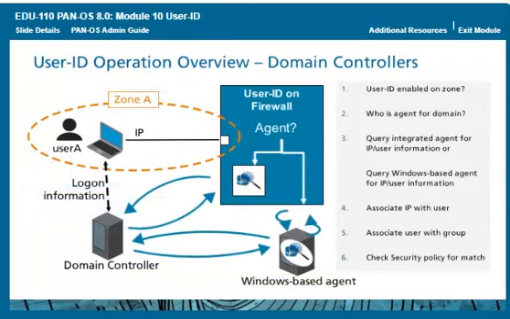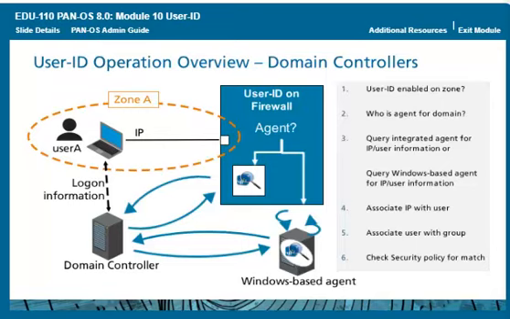The diagram and text provide an overview of the operation of User ID technology in the scenario where User A logs into their laptop. The laptop is an Active Directory domain member, so User A's logon information is recorded on the Active Directory domain controller. The logon information includes User A's username and IP address.